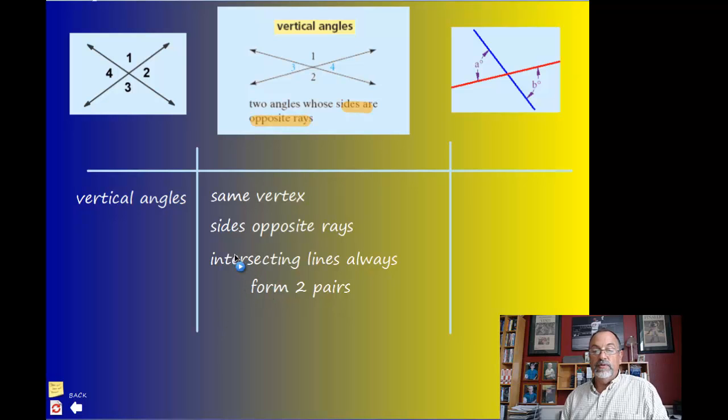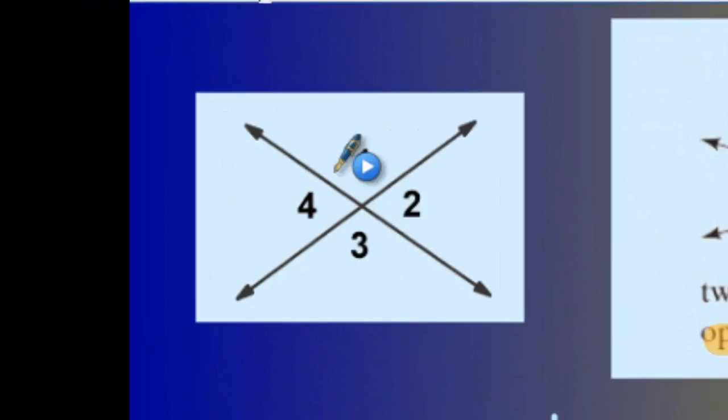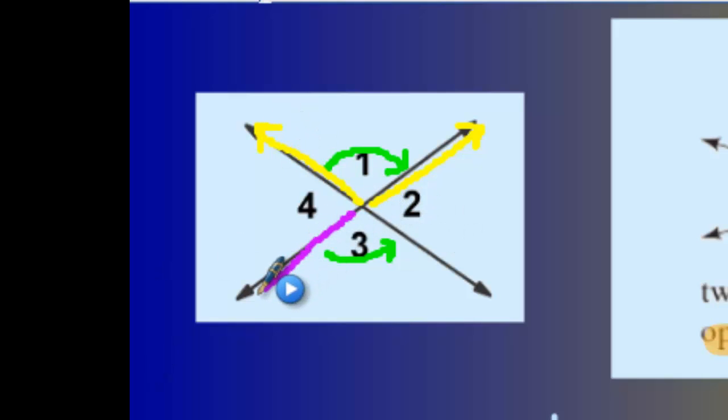Now something that's not here, but something that's very important: whenever you have intersecting lines, you always have two pairs of vertical angles. So if we look here, in this first diagram, angle 1 here, which is this area right in here, and angle 3, these two angles are considered the vertical angles. They're kind of across from each other. And let's see if it matches our definition. Angle 1, if I were to draw over its rays, the sides would be here and here, and the sides of angle 3 would be this one and this one.